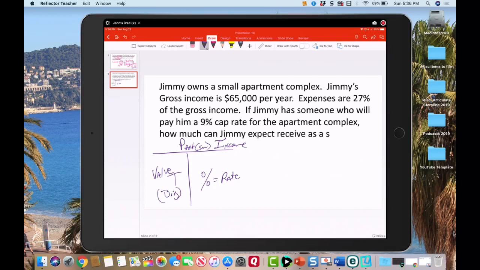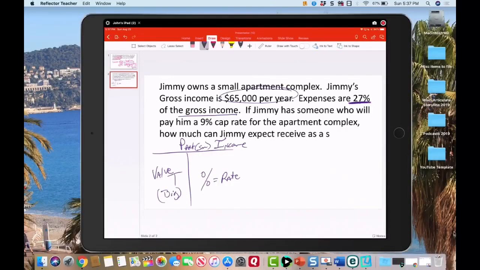Well, let's look at this problem where Jimmy owns an apartment complex and Jimmy's gross income per year is $65,000. Expenses are 27% of the gross income. Now, when you're working Uncle Irv problems, you always have to convert everything to annual. And remember, it's net income. When we talk about income, we're not talking about gross income. We're talking about net. And net income is gross income less expenses.